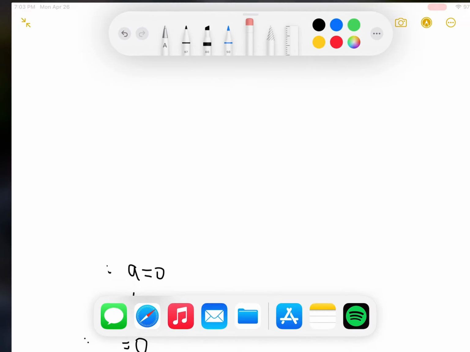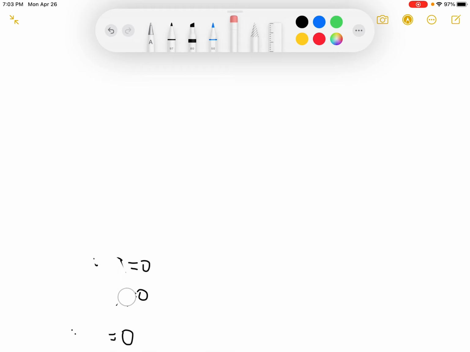So how do we find that? Well, I just said, but let's look at an example.